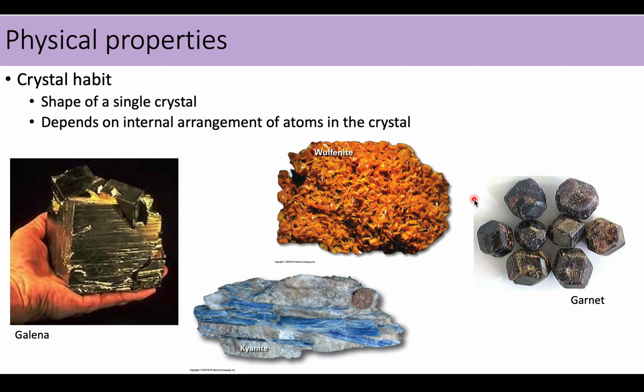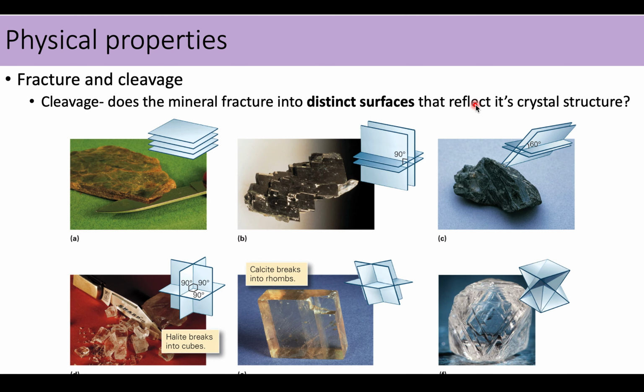The next is called crystal habit. This is where we get into the crystal shapes. So what is the actual shape of the crystals as they grow? This depends on the arrangement of the atoms within the mineral and within each crystal. So for example, galena grows in a cube. Kyanite grows in more needle-like shapes. Depending on the internal arrangement of those atoms, you will be able to see the different shapes in those minerals and in those individual crystals, as long as they have grown uninterrupted.